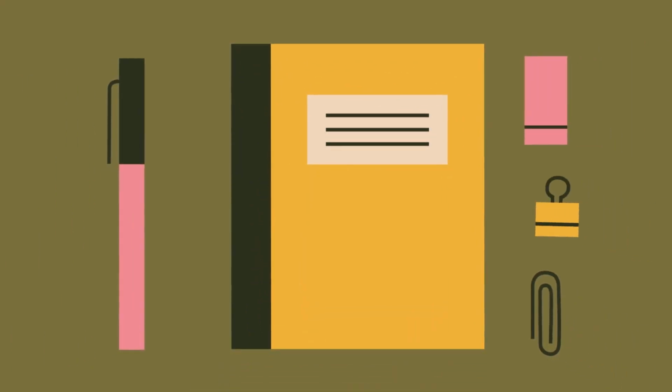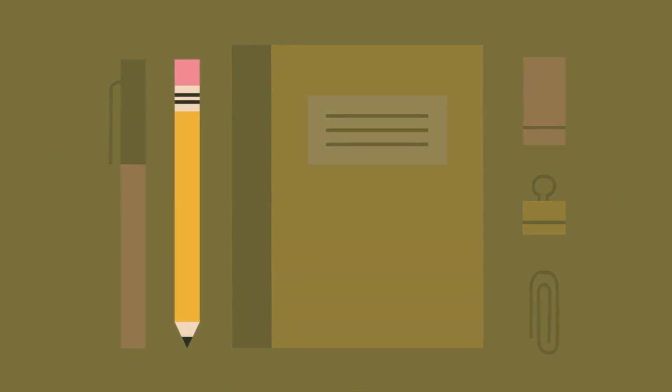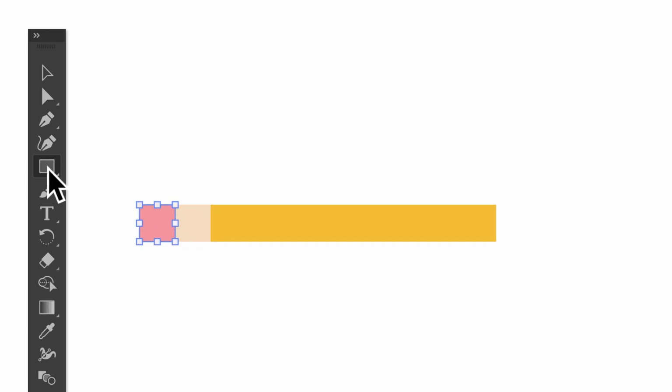Great illustrations don't have to be complex to be impressive. Take this pencil, for example. All it is a few shapes and lines. You can use the rectangle tool to make the body and the eraser, the polygon tool to make the tip, and the line segment tool to make the detail in the eraser.